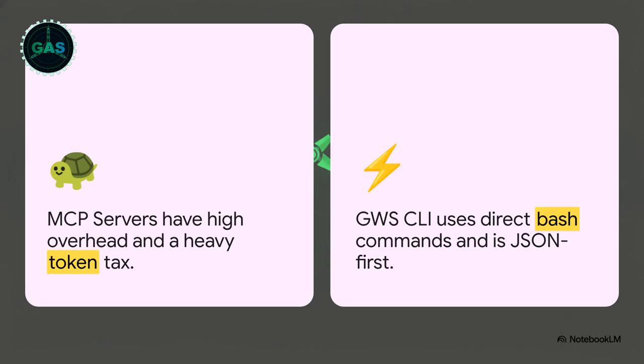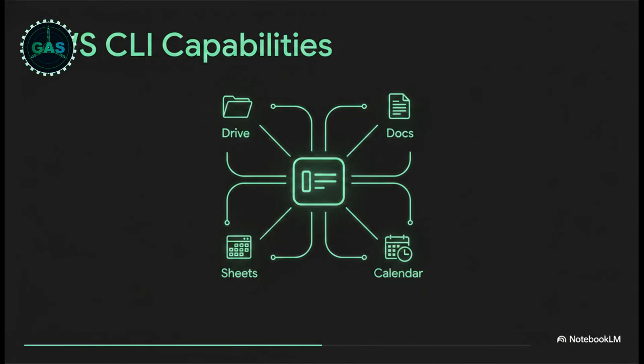We talked earlier about the heavy token tax of standard MCP server integrations. Well, compare that to command line interfaces, like the new open-source Google Workspace CLI. This allows your AI to interact with your Google environment via direct terminal bash commands. It's JSON first, incredibly fast, and carries a fraction of the invisible token overhead compared to those heavy API configurations. Out of the box, this gives your AI some seriously incredible skills.